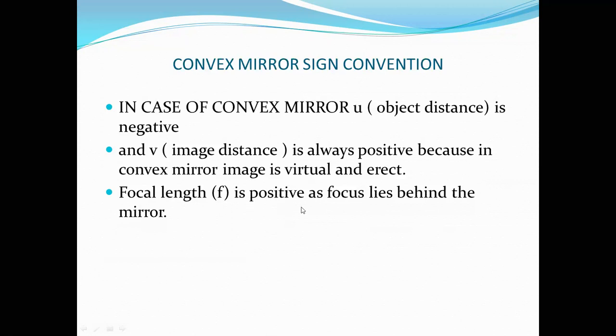Focal length is positive as focus lies behind the mirror. Anything which is at the back side of the mirror is called virtual. So the focus is also virtual. And the focal length is positive because we are measuring length starting from P and with the direction of light.